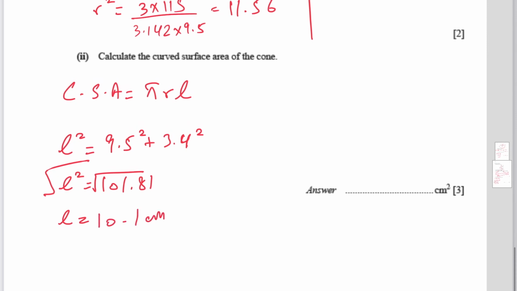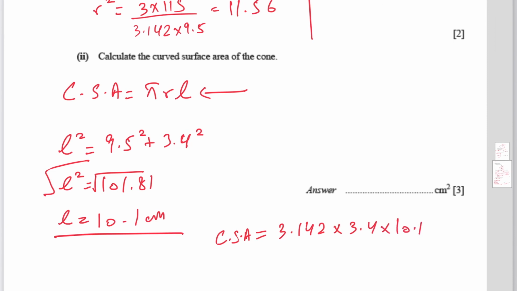Now since we have the slant height, let's plug it into this formula over here to find the curved surface area. So the CSA would be 3.142 times the radius, which is 3.4, times the slant height, which is 10.1. Let's find what we get. Multiply 3.4 by this, by 3.142, and the curved surface area is 108 centimeters squared. 108 over there.